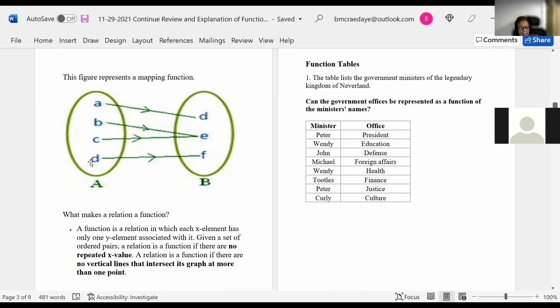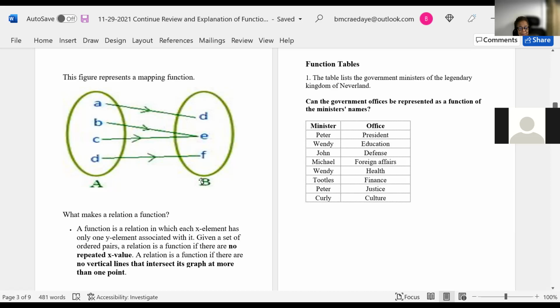Each element in A must have only one element in Y, okay? So, is that the case? No. Why is it? You have A, B, C, D, right? A maps to D, B maps to E, C also maps to E, which is okay.